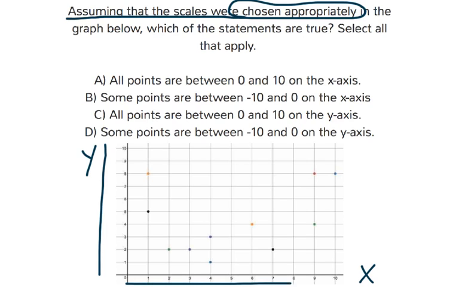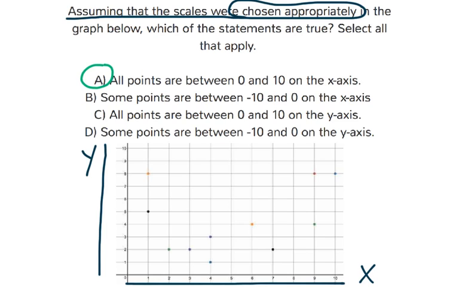So we can say, well, those were chosen correctly, and now we can make some assumptions based on the statements we see here. Let's go through each of them. A, all points are between 0 and 10 on the x-axis. Well, you can see a bunch of points there, and if the scales were chosen appropriately, they wouldn't have left any points out below or above the points that we can see. So A is a possible answer. Let's circle it for now.